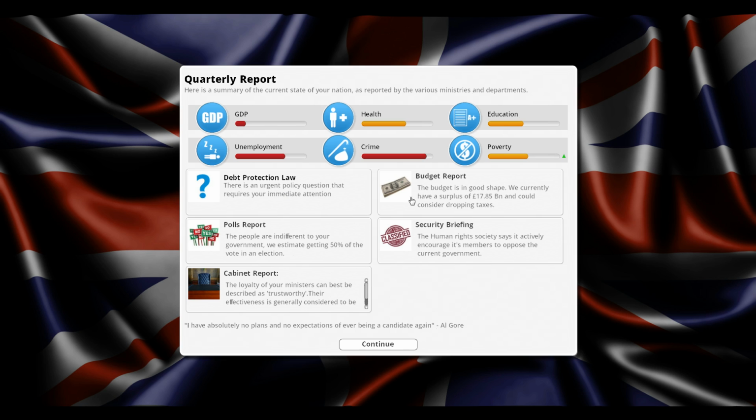Debt protection law is a choice. A budget report: we currently have a surplus of 17 billion and could consider dropping taxes. And why that is, while we have increased the cost so much, the expenses of our country, I'm going to explain as well. Polls report: people are indifferent. We estimate getting 50% of the vote in an election. Cabinet: the loyalty of your ministers can best be described as trustworthy. Security briefing: the Human Rights Society says it's actively encouraging its members to oppose the current government.